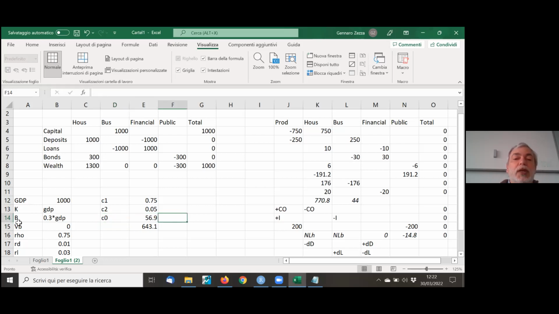And here I will have 700 spent on consumption. And we want investment to be 100.